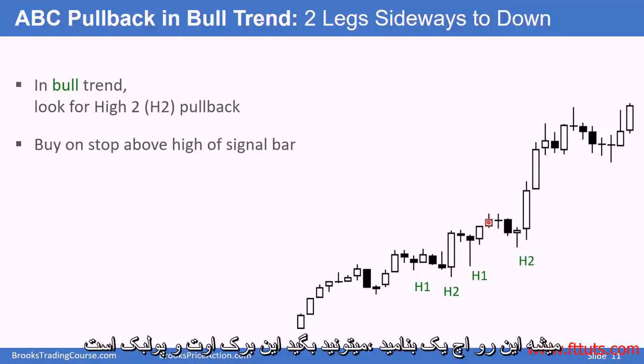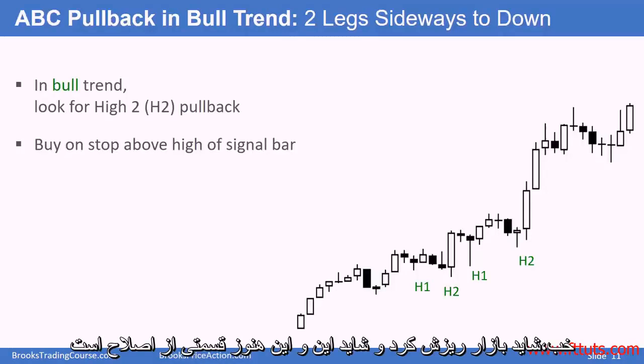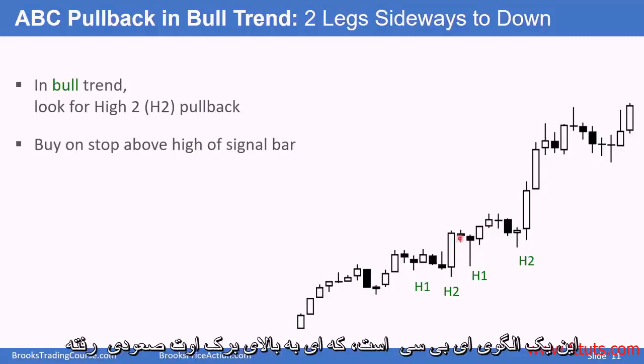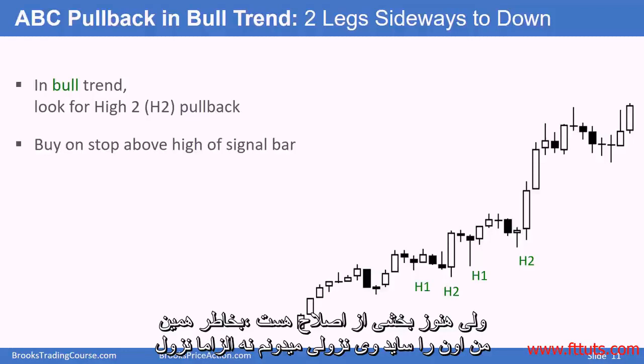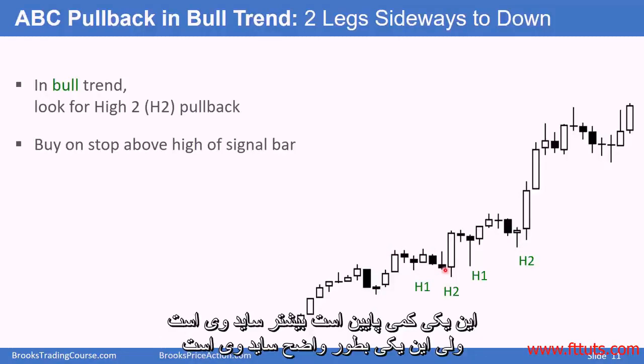You could call it a high 1. You could say this is a breakout and a pullback. Or you could say, well, maybe the market corrected down and maybe this is still part of the correction. This is an A, B, C, where A went above the top of the bull breakout, but it's still part of the corrective process. And that's why I say it can be sideways to down, not necessarily down. This one was a little bit down, mostly sideways, but this one clearly is sideways.